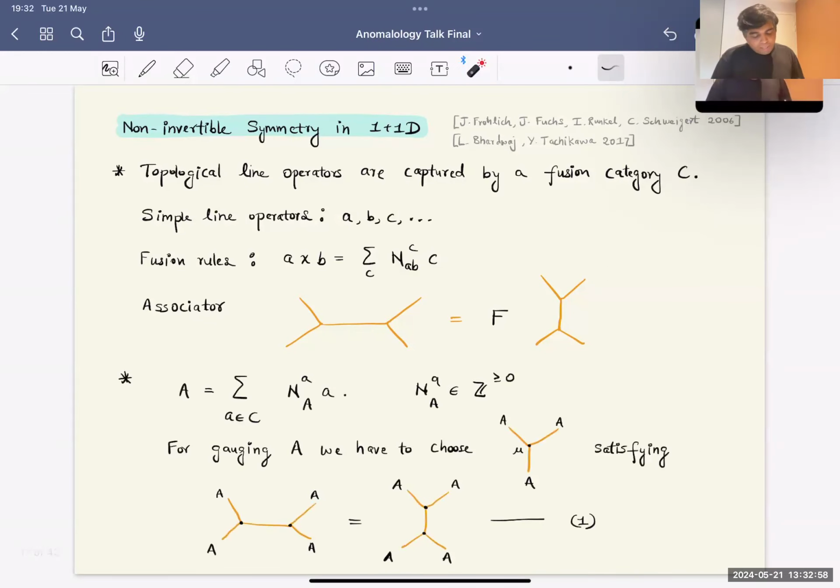Now, by gauging, similar to the S3 case, the full S3 might have some anomaly, but you can still ask about gauging a subgroup of S3 if that subgroup is non-anomalous. Similarly, when you have a full category C, which is a fusion category because you have the fusion rules and the associators, you can think about gauging a sub-symmetry in a way. What do I mean? I would like to gauge some line operator A, which is a sum of simple lines. So A, B, C denote simple lines.